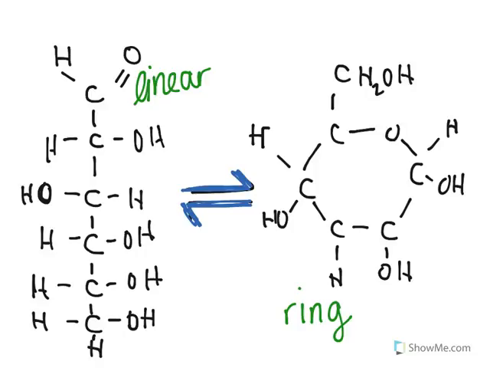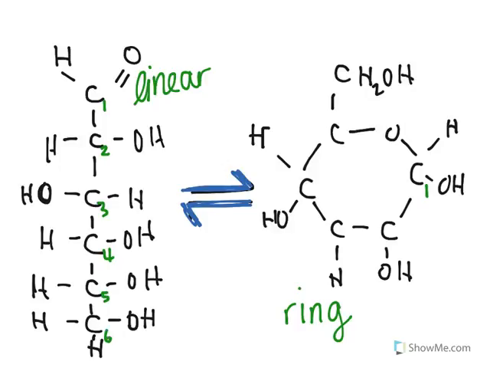Also, you can notice that there are 6 carbons in each of these, and those are usually numbered to indicate which carbon you're talking about. So this top one is called C1, and that's the one with the O and the H on it. And then over here, you can find the same thing on the ring structure. So this one would be carbon 1. And then as you go down, you get 2, 3, 4, 5, and 6.